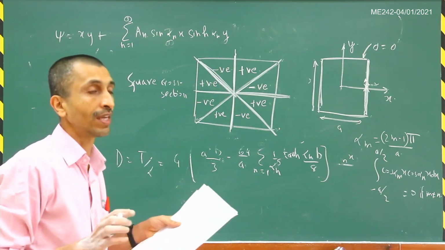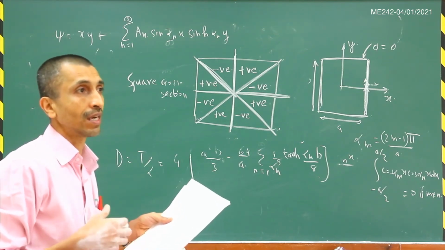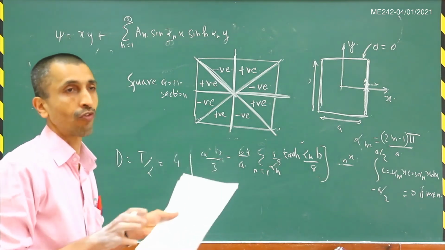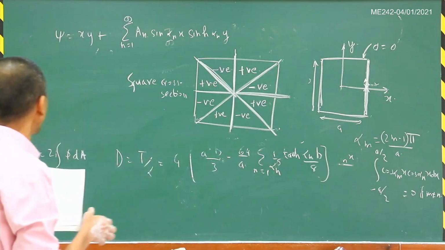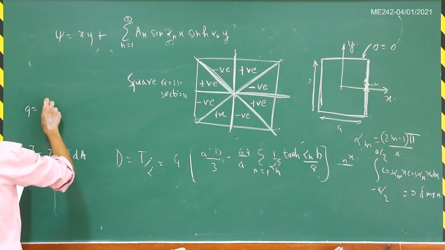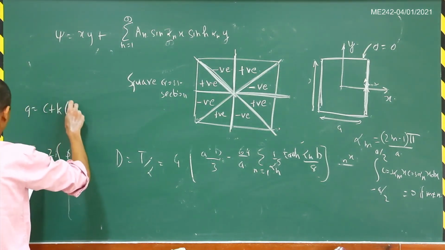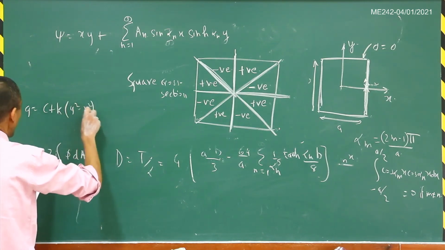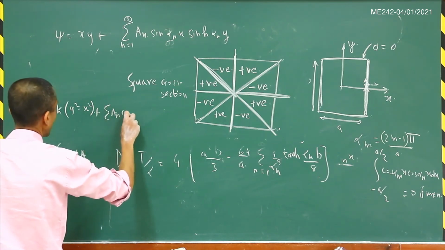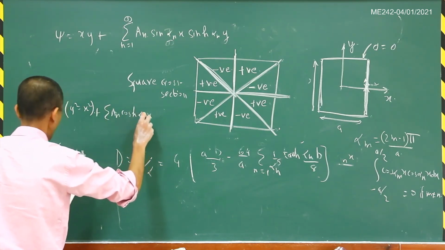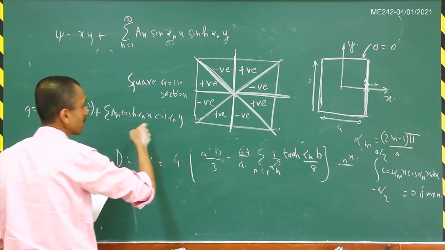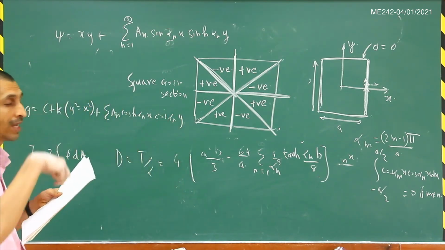When you have an infinite series, it is possible to get two different forms of the solution. Forms means they will look different. So let me just give that as an example here. You could also have got G equal to C plus K times (y square minus x square) plus summation of a_n cosine hyperbolic alpha_n x and cosine of alpha_n y. This is also a possibility.